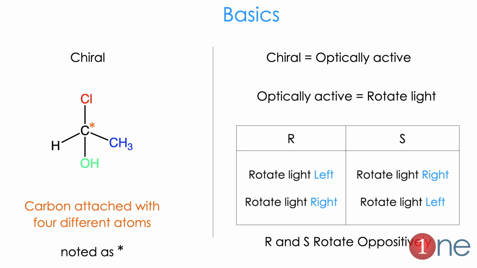These chiral carbons are important because they are optically active. Optically active means they behave differently with light. If you send light to that molecule, the molecule will rotate the light. R and S behave opposite to each other. If R rotates right, S rotates left. If R rotates left, S rotates right. R and S rotate the light in opposite ways. So you should know what is chiral here, that is the point.